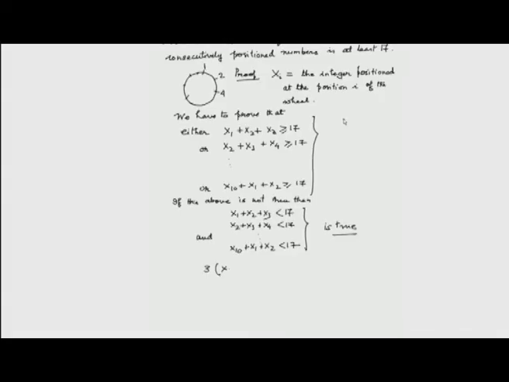So, suppose this is true. Now, we add up all these inequalities to obtain 3 times, so we are assuming that this is true. So, that means that 3 times x1 plus and so on up to x10 is less than or equal to 10 into 16, which is equal to 160.